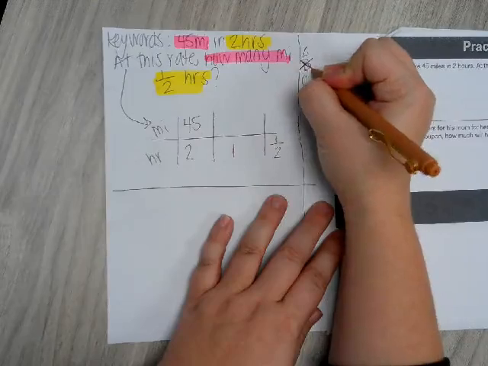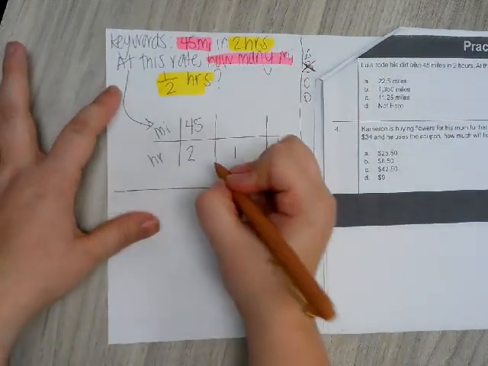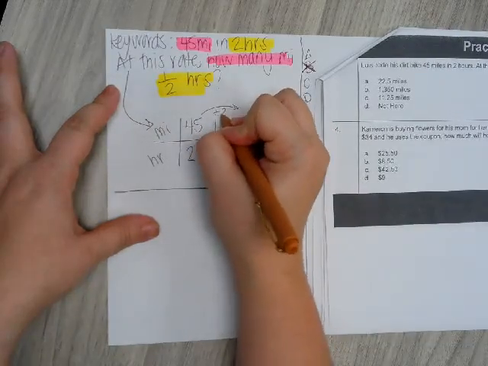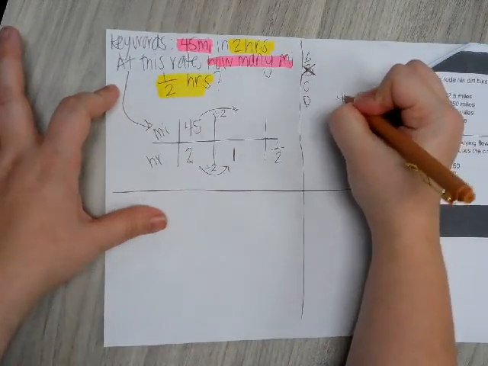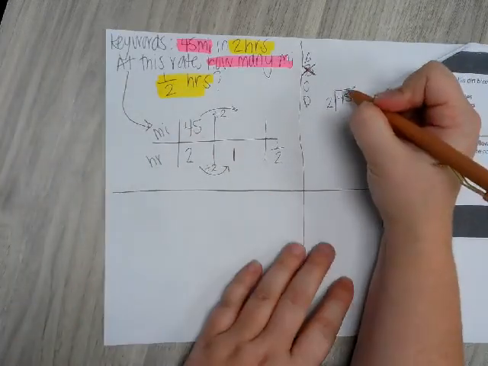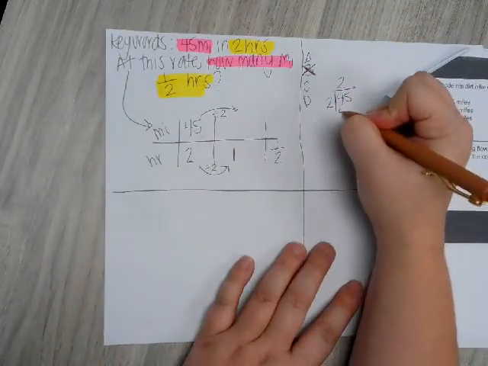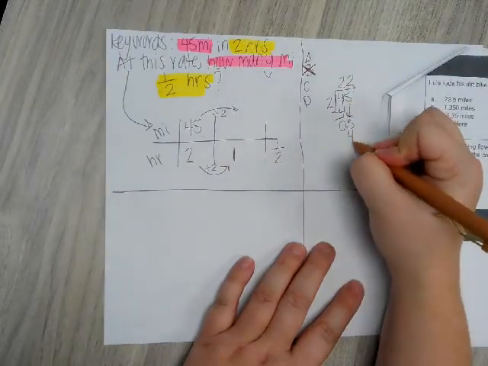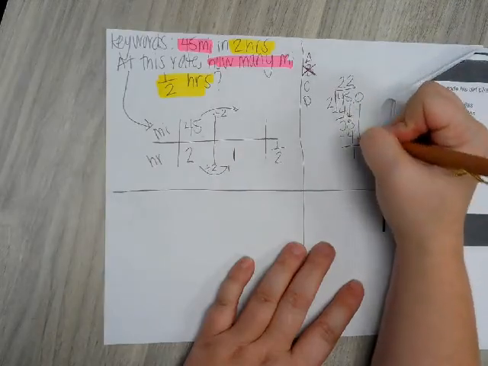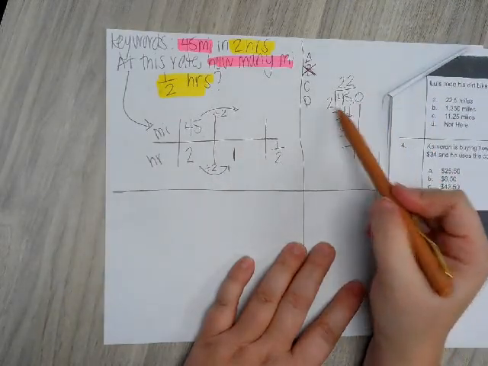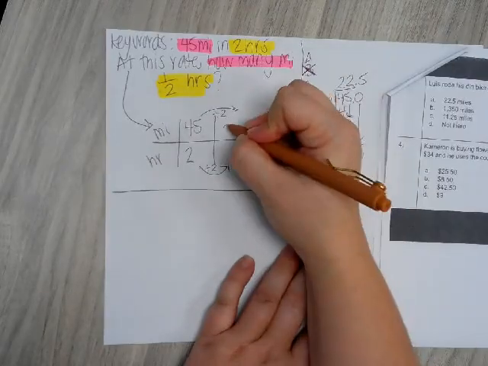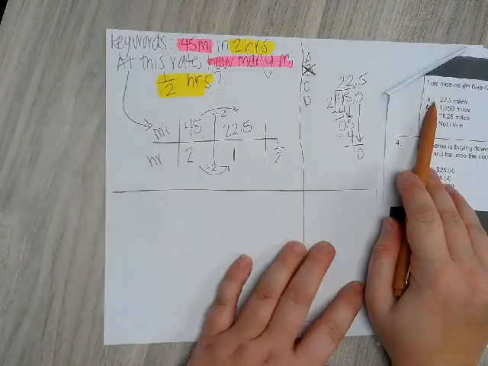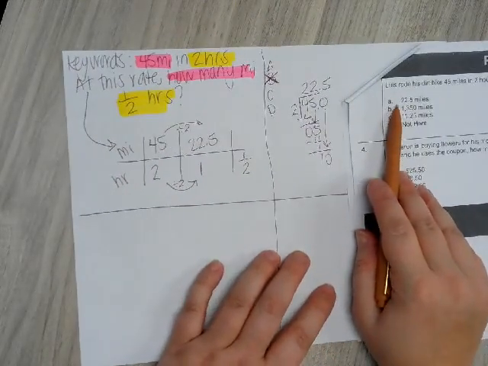So how do we get from 2 to 1? We can divide by 2. So 45 divided by 2. 2 goes into 4 twice. Subtract, that's 0. Bring down my 5. 2 goes into 5 twice. Subtract, that's 1. Add a decimal and a 0. 2 goes into 10 5 times. So for 1 hour, it's 22.5. But we don't want to know for 1 hour, right? We want to know for half of that. So we know that A cannot be my answer.